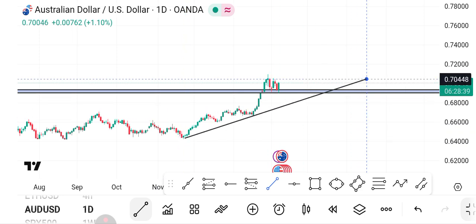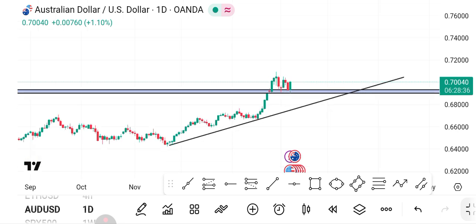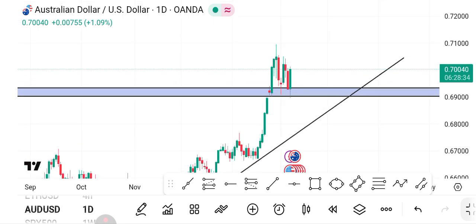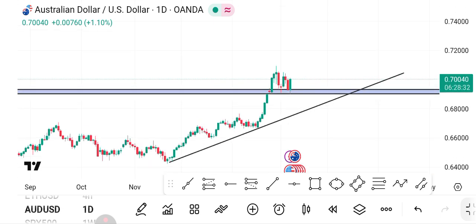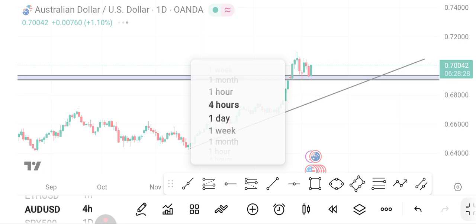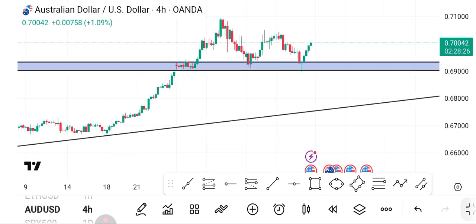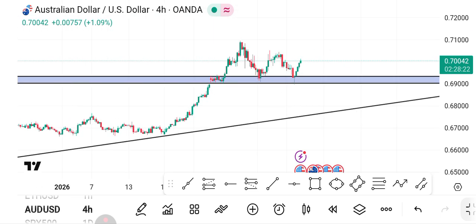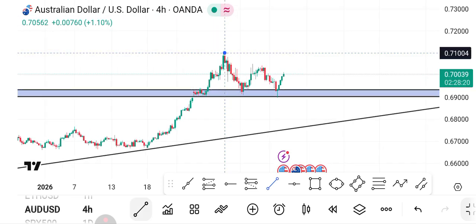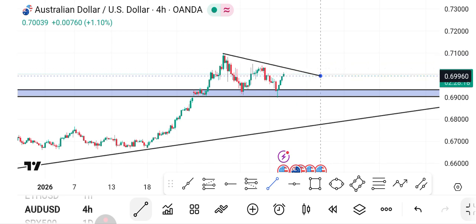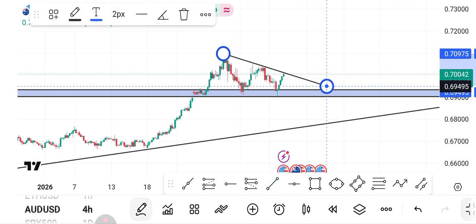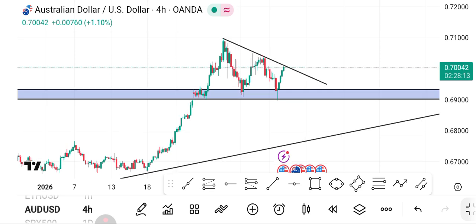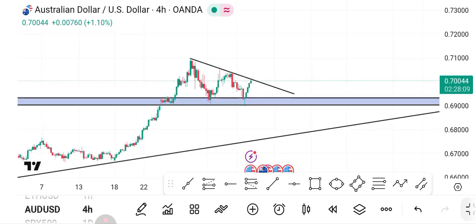Should be a little bit patient because this setup doesn't look complete. For now, stay off AUD USD. And to go to the 4-hour, yeah, stay off AUD USD. Though I can draw some sort of, yeah, okay. If we close out of there with a 4-hour candle close, then I can place a buy position.